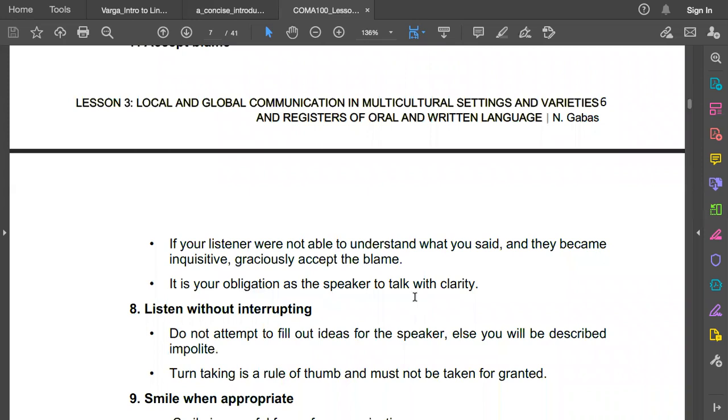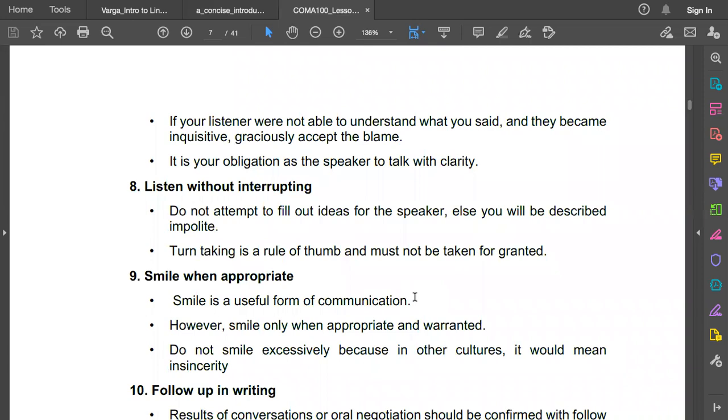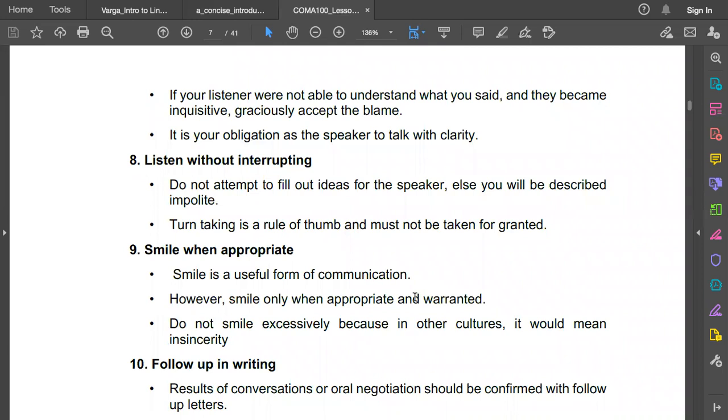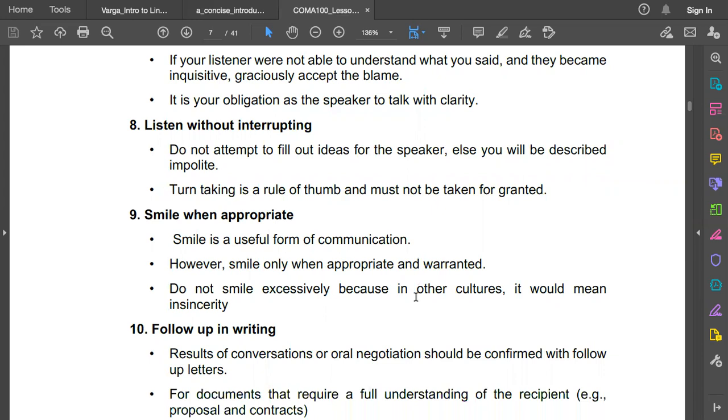Listen without interruption. Say, for example, someone asks you a question. So you wait for the question to finish before you answer. Okay? So take it as a rule of thumb, and it must not be mistaken for taking turns. So if you already answered, then you have a follow-up question, that's the time you can answer. You let them finish.